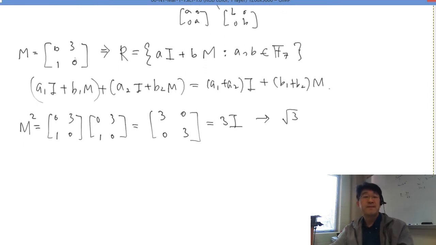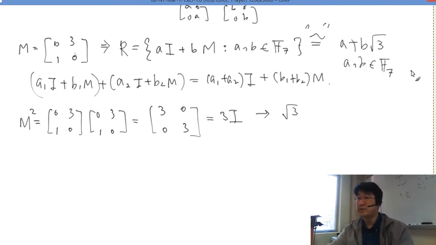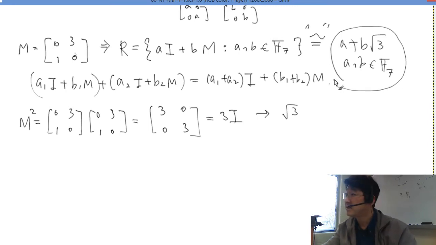So this thing is equal to A plus B times the square root of 3, where A and B are coming from the finite field with 7 elements. So this is how you create the square root of 3 and add it in there. What's that? It's a splitting field of x squared minus 3. That's right. But I didn't use a polynomial. It is an actual object you're familiar with.